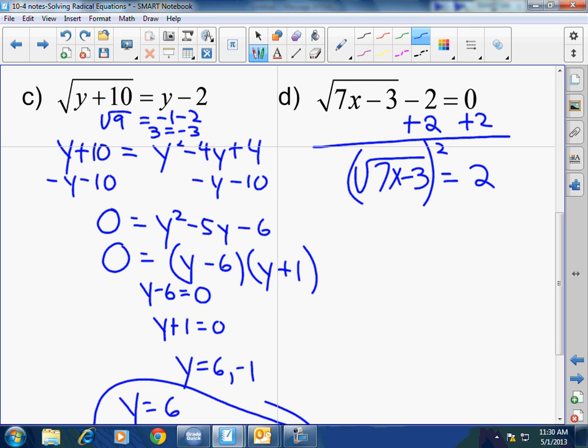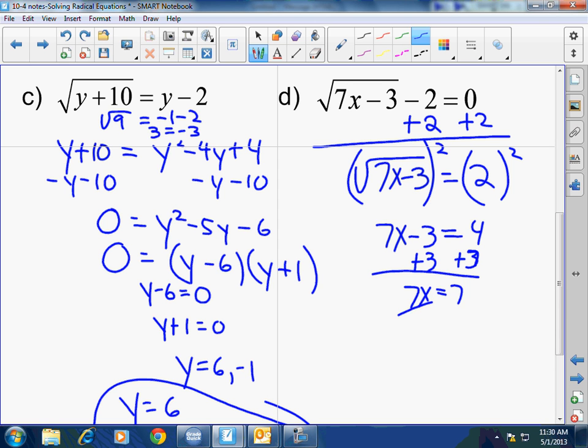Got to square both sides. I got 7x minus 3 equals 4. Add 3. Add 3. So 7x equals 7. Divide by 7. Guys, chill. X equals 1. Let's see if it works. 7 minus 3 is 4. Square root of 4 is 2. 2 minus 2 is 0. Yes, it works. Thank you very much.